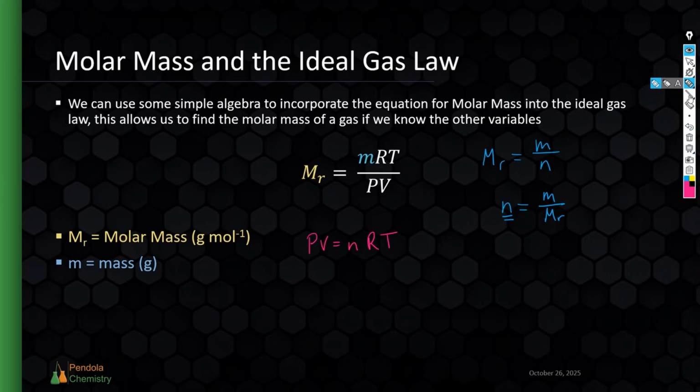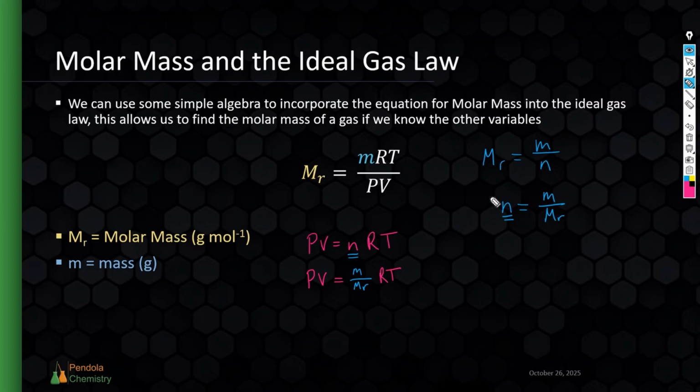Since we have moles n equal to m over Mr, mass over molar mass, we can substitute that n in PV equals nRT for m over Mr. Meaning we get out of that PV is equal to m over Mr, mass over molar mass, times RT. We do this by substituting n for m over Mr.